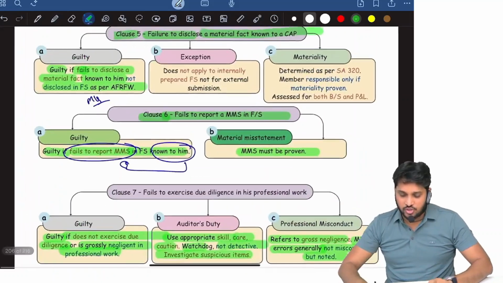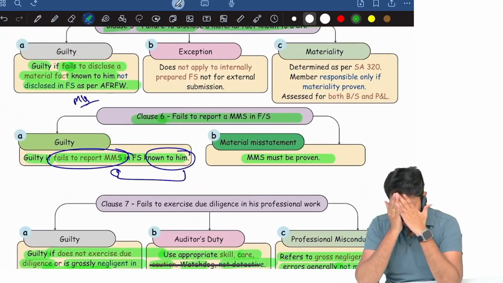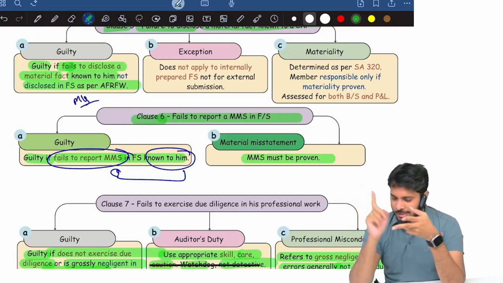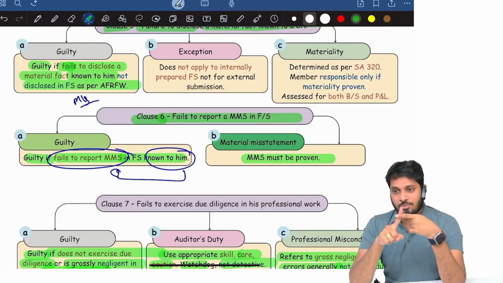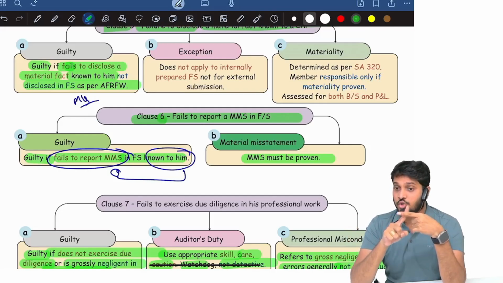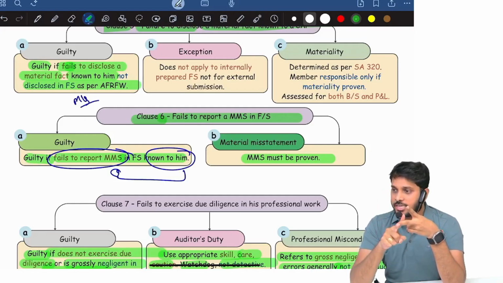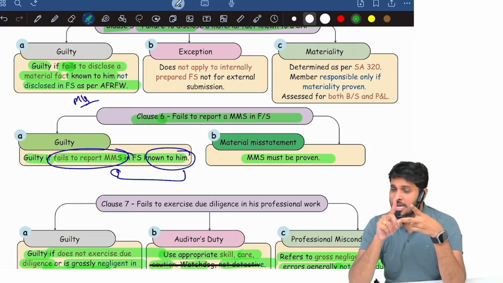Now just check once all the 10 clauses in Part 1. Okay, fine. Part 1, Schedule 2. Clause number 1, confidentiality. A CA in practice is deemed to be guilty of professional misconduct if he discloses, without the consent of the client, any information obtained during the professional work to third parties. Yes or no? Clause number 2, a CA in practice is deemed to be guilty if he certifies any financial statements without examining them.